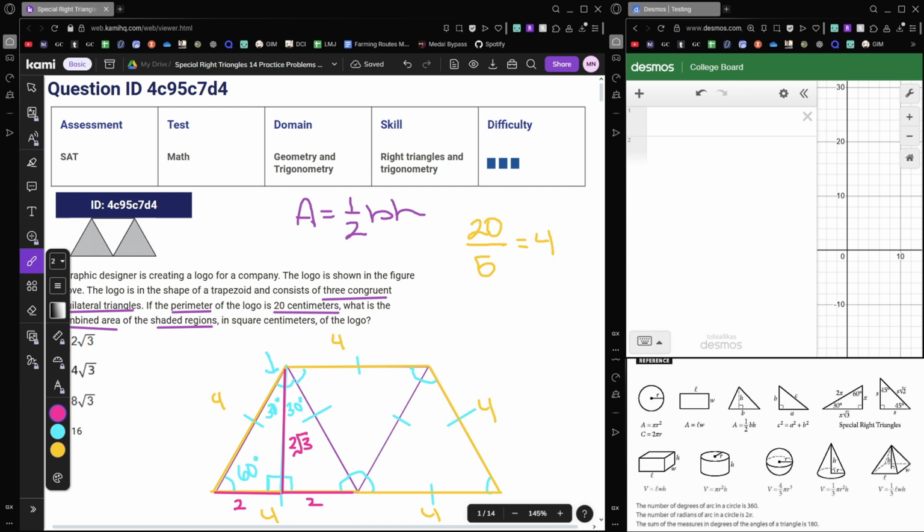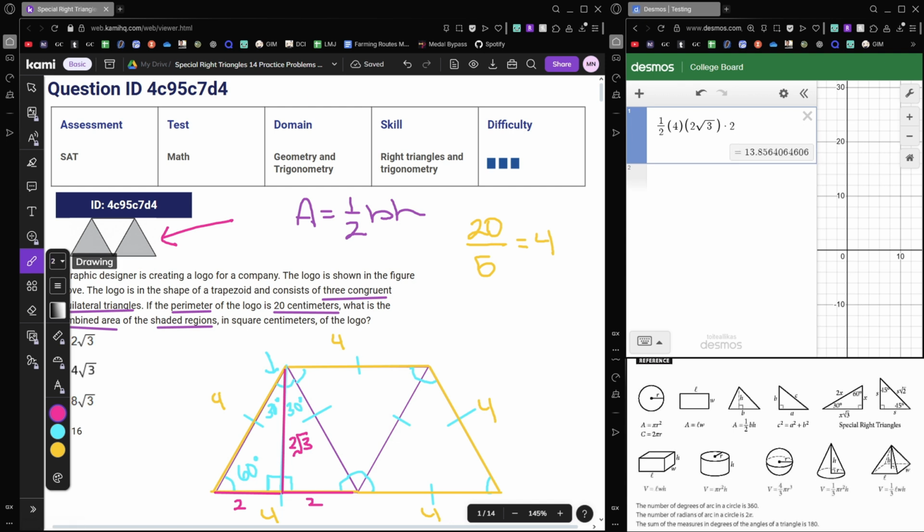Now to find the area of this triangle, we're going to use 1/2 base times height. So let's put this in Desmos, 1/2. Our base is going to be 4 because remember it's going to be the base of the entire triangle. And then multiplied by the height, which is 2 square root 3. Now they want us to find the combined area of the shaded regions. And if you look up here in this picture, there's 2 triangles that are shaded. So we're going to multiply this by 2.